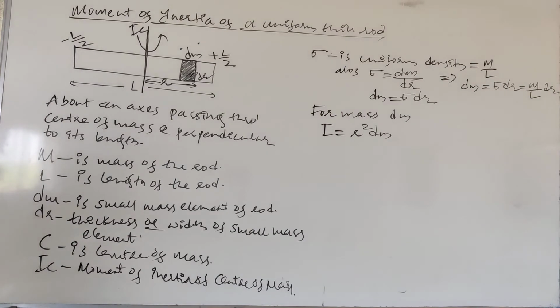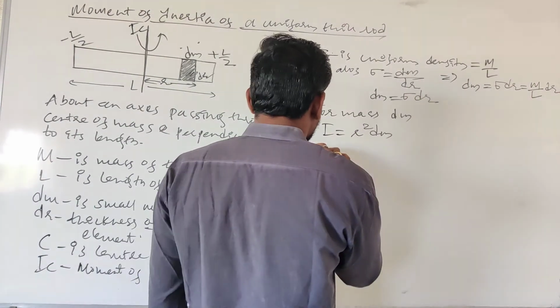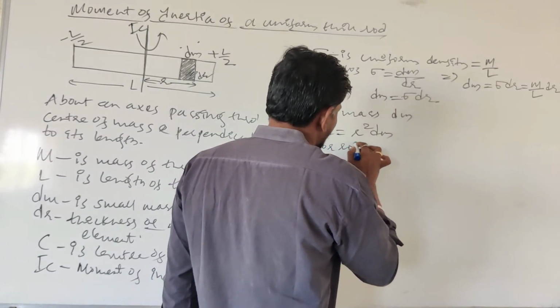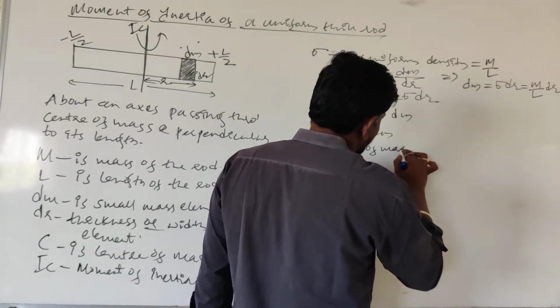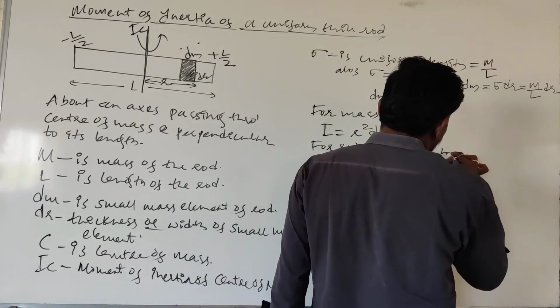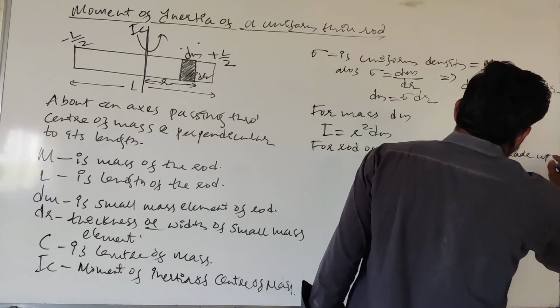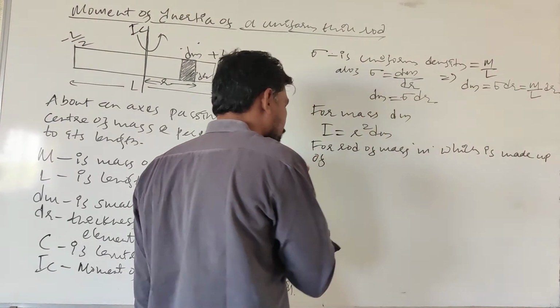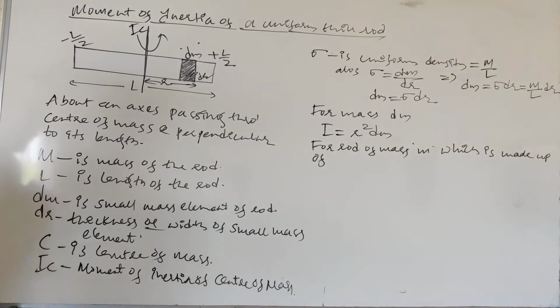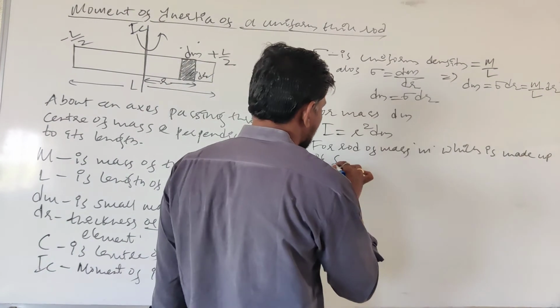Now see, for a rod of mass m, which is made up of small masses dm. Small masses dm.